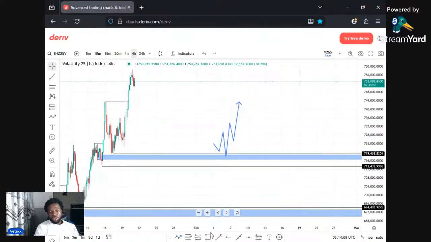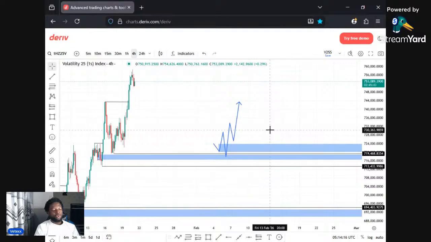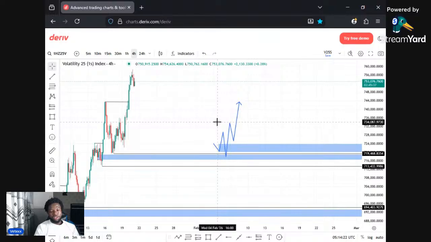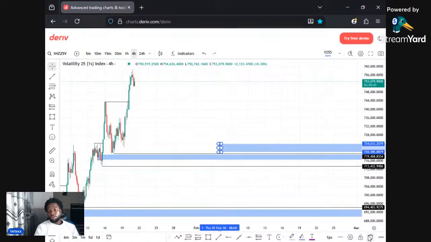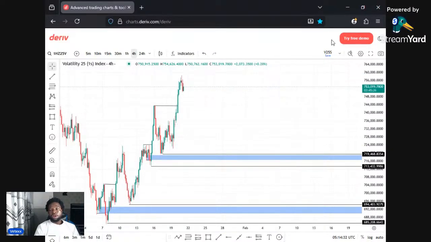So once price gives us our 15-minute continuation like this, then we anticipate entry when it taps into our POI. So that is basically what we are anticipating, and hopefully price does that. But until then, we'll be on the lookout. This is exactly what we've been anticipating on V25 1S for the past 2 days now. So once it does that, we will take the trade, and I'll keep you guys updated in the community.